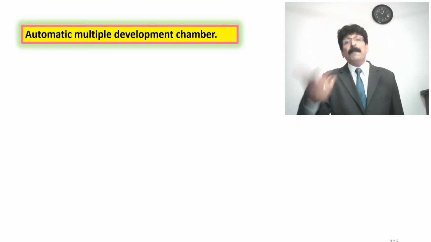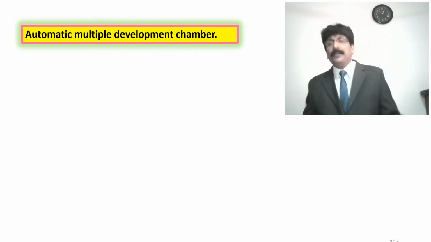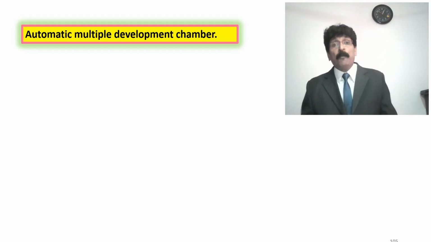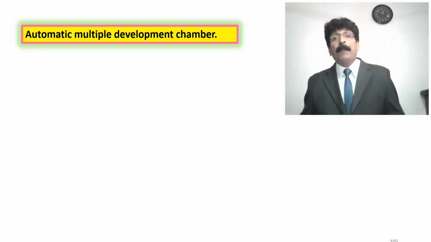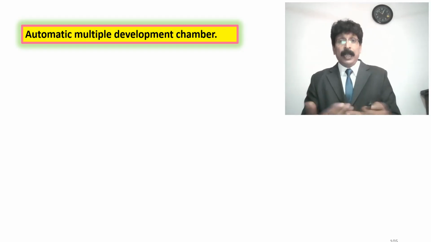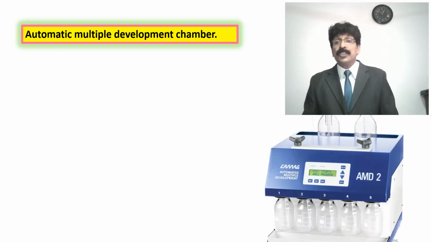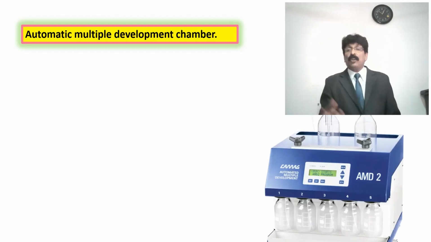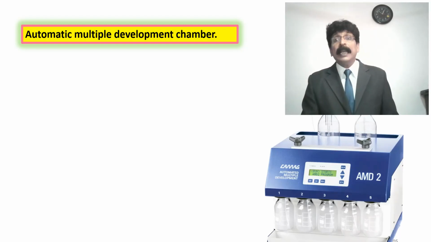Automatic multiple development chamber, this I told you, you have to remember about the gradient supply of the mobile solvent: mixing of mobile solvents, giving increasing polarity for separating the compounds, a gradient method using a mixture of many solvent systems. So you can see the bottles shown here, many bottles with different solvent systems, which can be developed as a mobile solvent in the HPTLC by the automatic multiple development chamber.